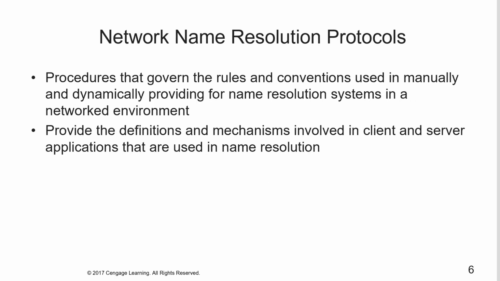So what are network name resolution protocols? These are procedures that govern the rules and the conventions used in manually and dynamically providing for name resolution systems in a networked environment. It also provides the definitions and mechanisms involved in client and server applications that are used in name resolution. Name resolution has become a lot more sophisticated since the days when technicians and administrators manually added entries to an etc hosts file on a Unix system or Windows System32 drivers etc hosts on a Windows system. However, you can still do that, and it's very useful, especially if you're building systems or testing systems.